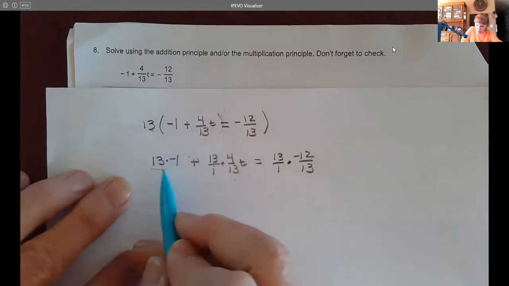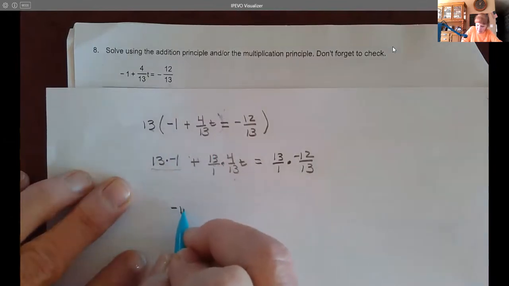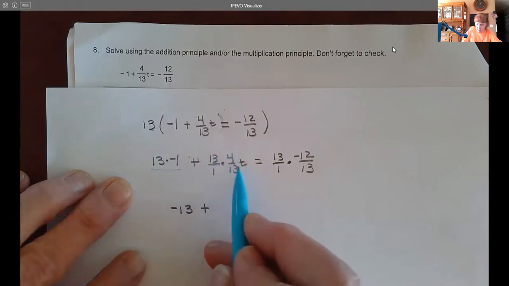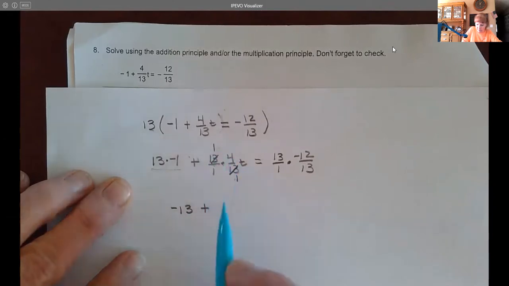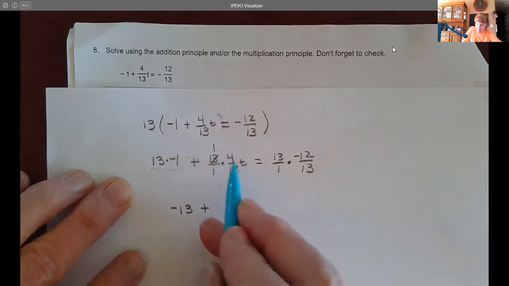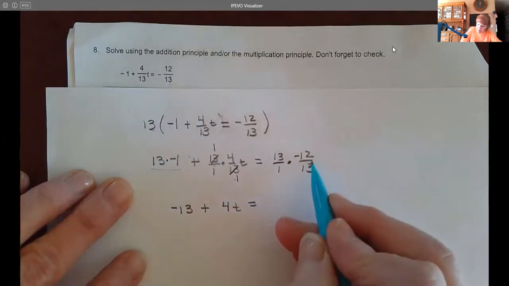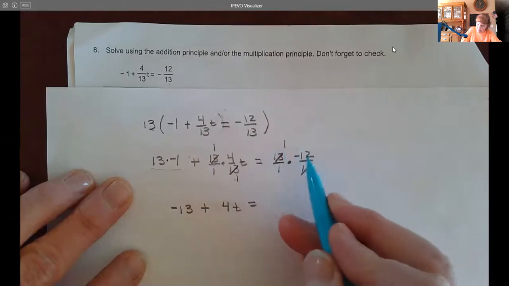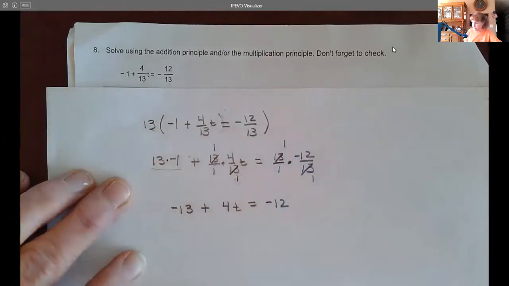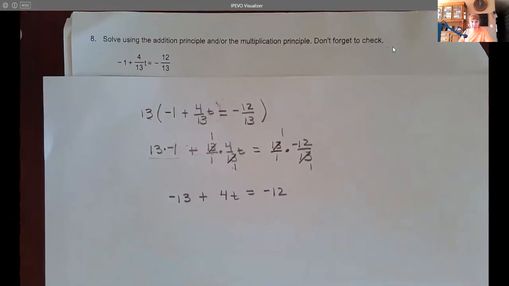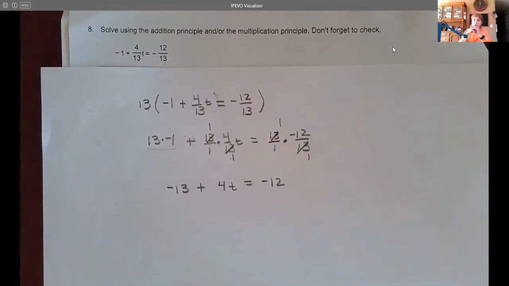So here, the first multiplication is going to be a -13. Okay. So then the next one here, I'll reduce. 1 times 4 is 4t. They reduce. 1 times a -12 is a -12. So now we're ready to, I need another sheet of paper. I'm running out of paper. So now we're ready to do our two-step equation.